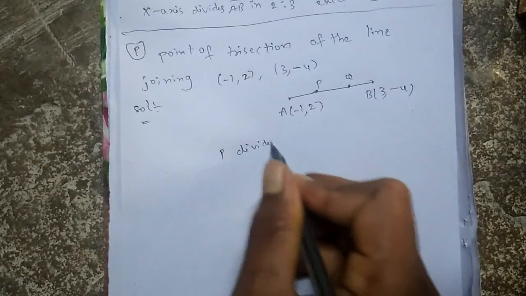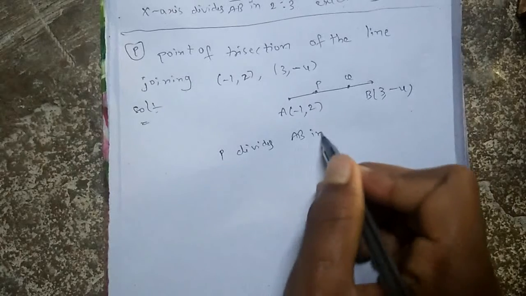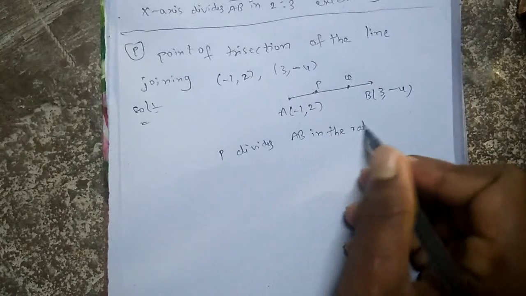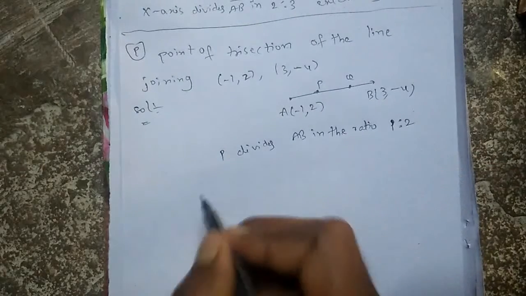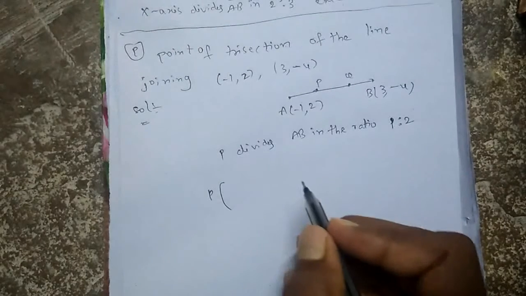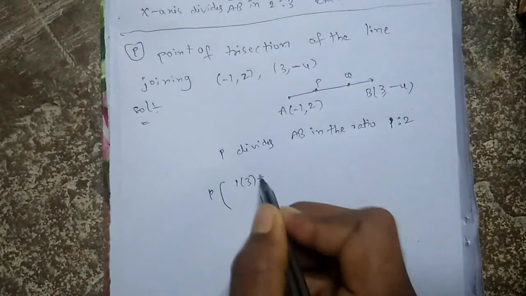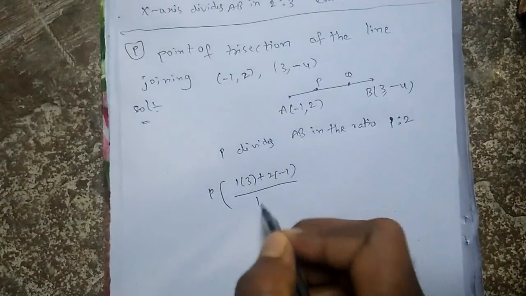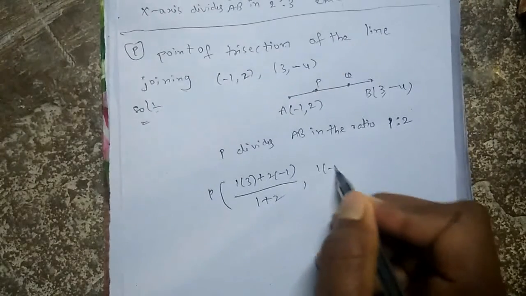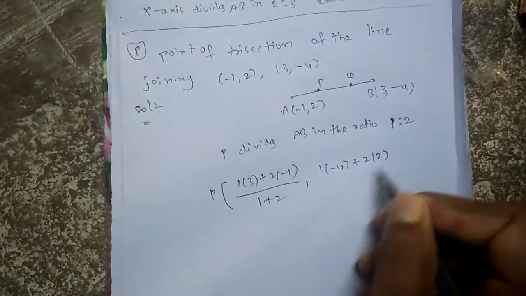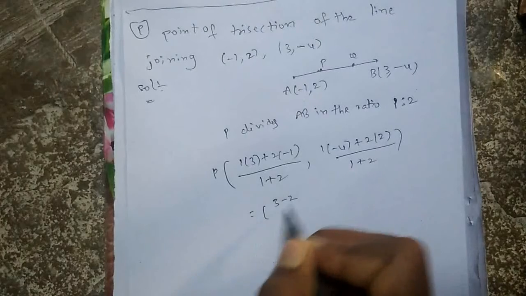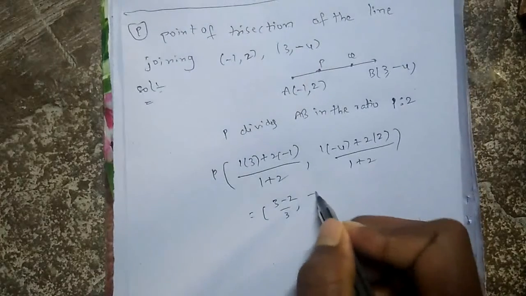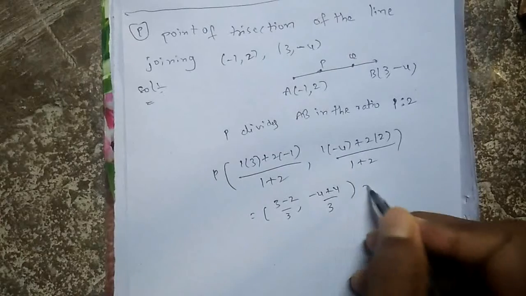First, P divides AB in the ratio 1 is to 2. Therefore the coordinates of P are (1 into 3 plus 2 into minus 1) by (1 plus 2), (1 into minus 4 plus 2 into 2) by (1 plus 2), that is (3 minus 2) by 3, (minus 4 plus 4) by 3, that is (1 by 3, 0). That is P.